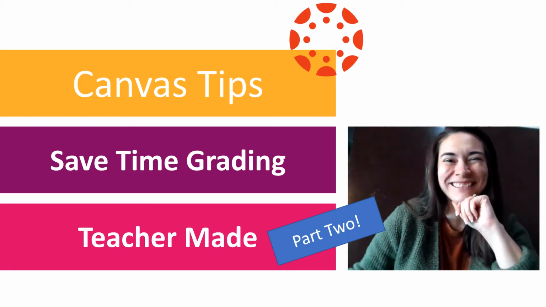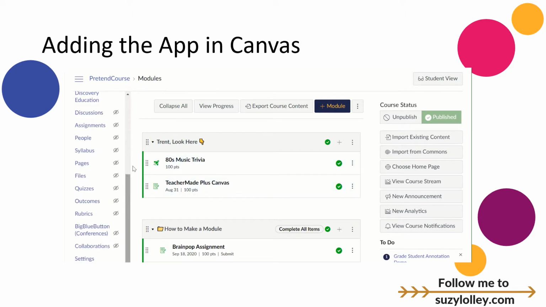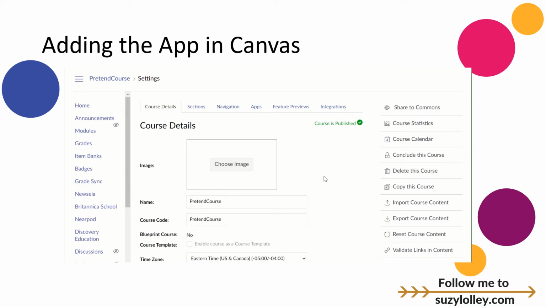Stay tuned. Just as with any LTI, which just means an application that allows Canvas to integrate with it, you have to turn that on or activate it unless an administrator at your district or your school has done that. So I have a pretend course here that I always use. You'll recognize some familiar things. But what you'll want to do first before you do anything else is go down to settings on your course navigation bar. This will be a per course activation.